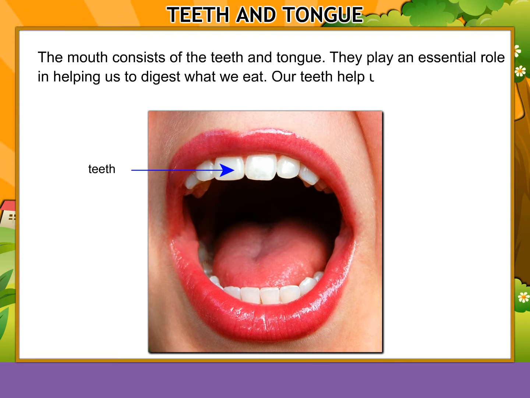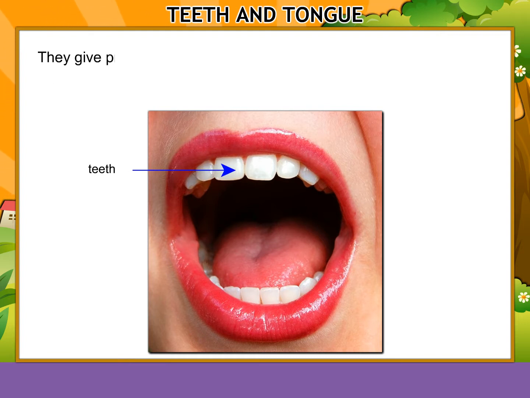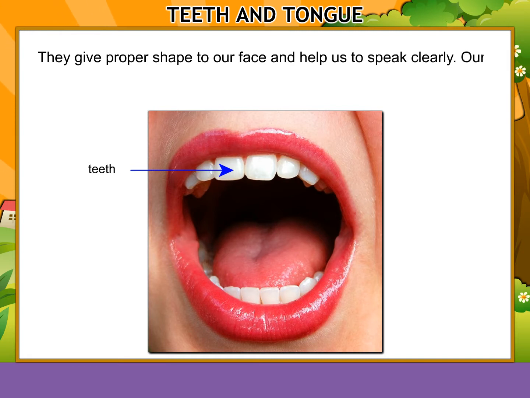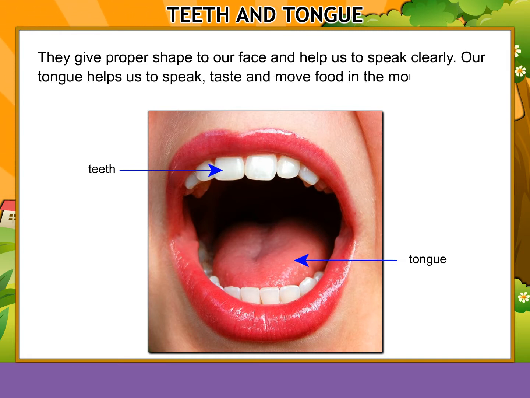Our teeth help us in biting and chewing food properly. They give proper shape to our face and help us to speak clearly. Our tongue helps us to speak, taste and move food in the mouth. Let's study about them in detail.